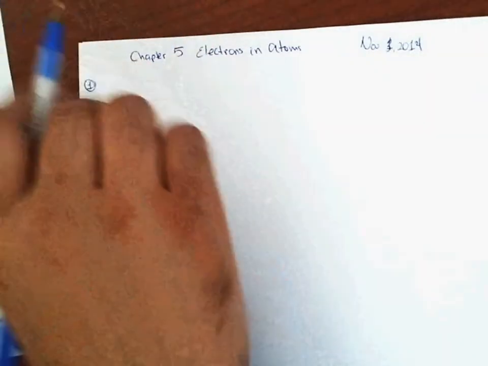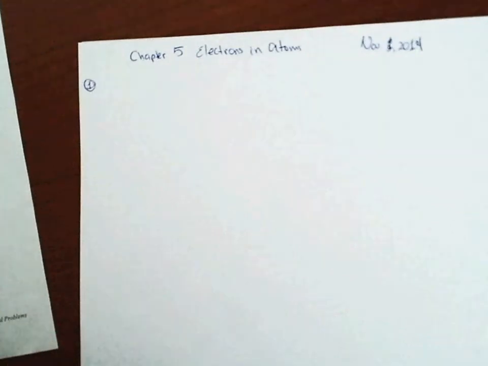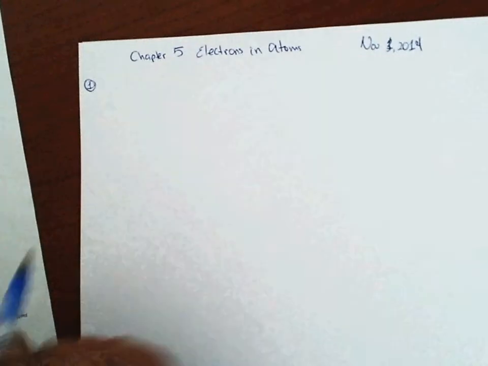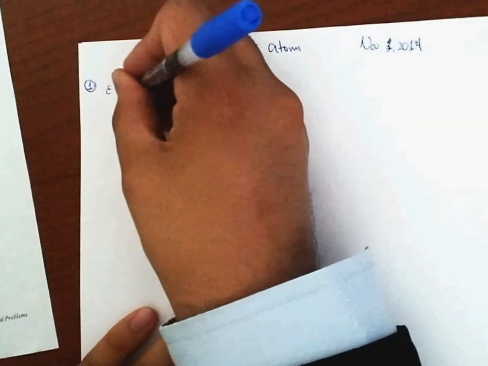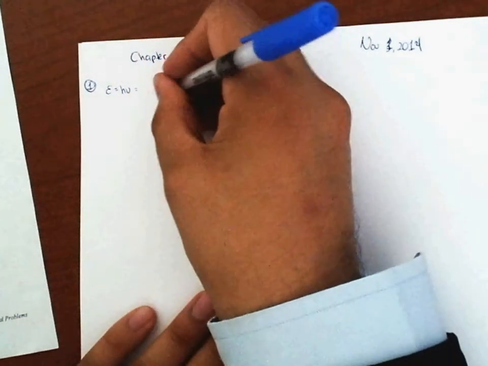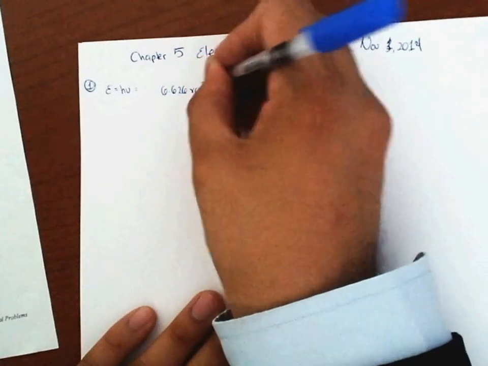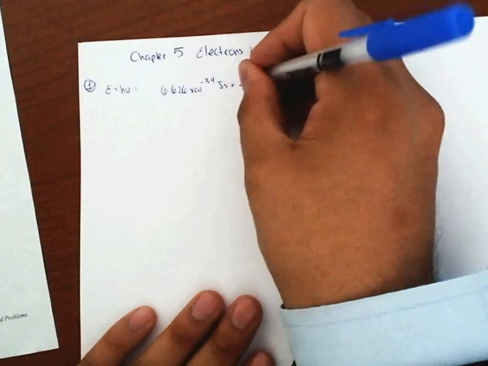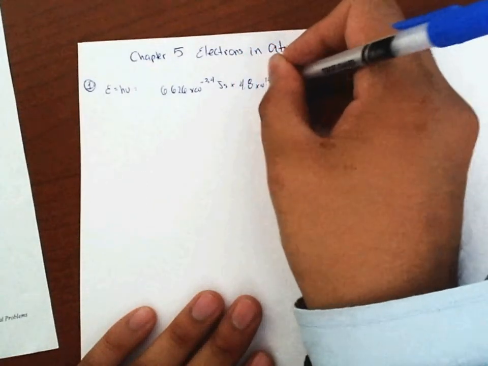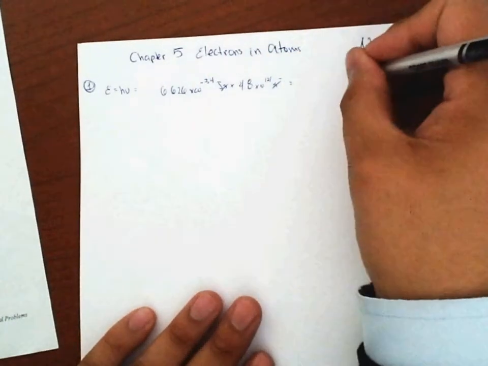Let's find the energy of one quantum of orange light if orange light has a frequency of 4.8 times 10 to the 14 hertz. So we're going to get our equation E equals hv. Now plug the numbers in. I have Planck's constant, 6.626 times 10 to the negative 34 joule seconds. I'm going to multiply that by 4.8 times 10 to the 14 hertz. Seconds cancel out and I'm left with joules.